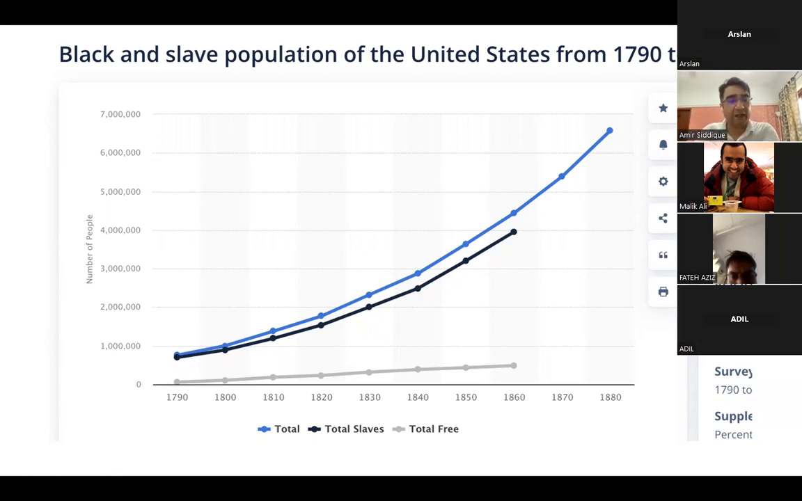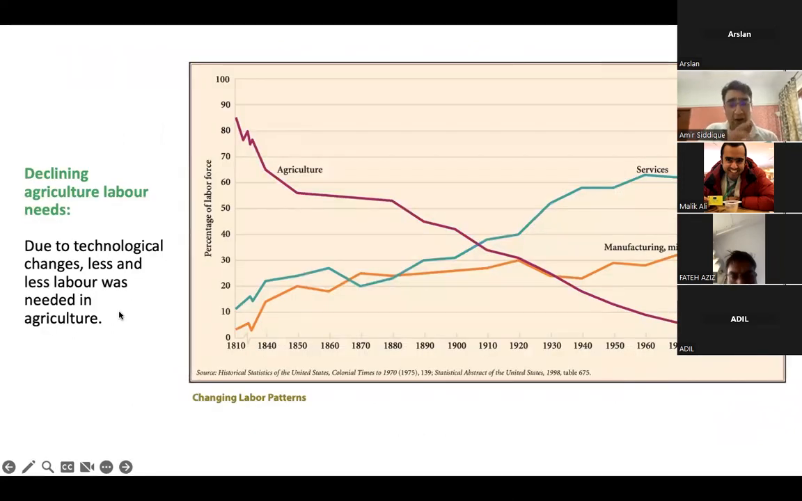There are different horrible things that are linked to it, but let's move forward. Now, keep that graph in mind, and then this graph, from 1810 to 2000. This is a graph of the labor force in different sectors of economy.